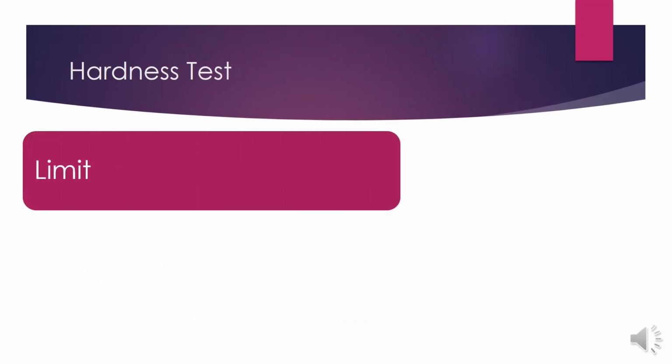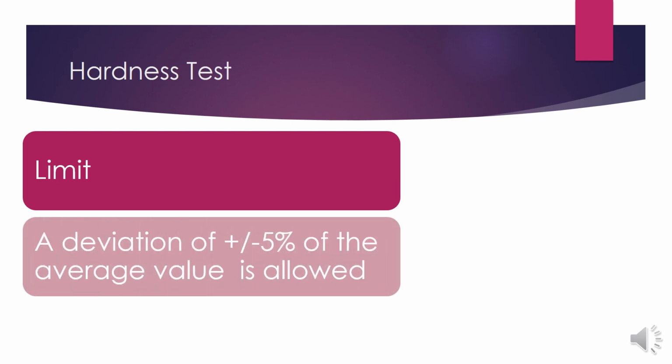So the limit for this hardness test for tablets: it says that a deviation of 5% of the average value is allowed. So whatever the average or limit is for any sort of tablet, a deviation, or we can say plus minus 5% of that value, is allowed. So a range of plus 5 and minus 5% of the average or the standard prescribed value. You have to keep the hardness in between that.